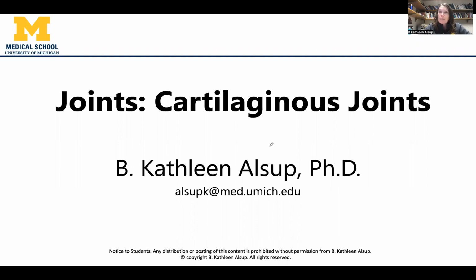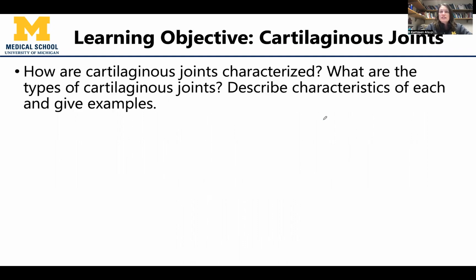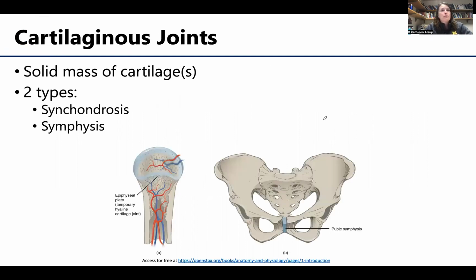So we just had a discussion regarding fibrous joints. So let's follow up with a discussion of the different types of cartilaginous joints. Same types of learning objectives. How do we characterize them? What are the types? There's only two rather than three, like we had with the fibrous joints. And we're going to give a few examples of each.